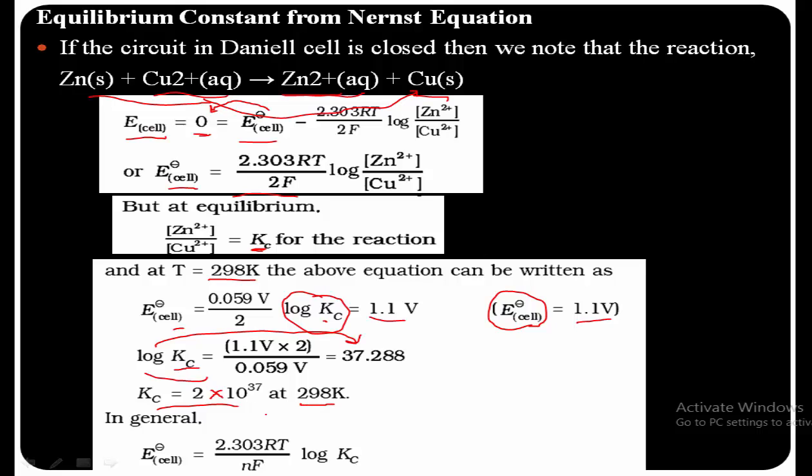In general, if we want to calculate the equilibrium constant from the Nernst equation for any other cell, we will use the equation E0 cell equals 2.303 RT divided by nF log Kc. By using this equation, we can calculate the equilibrium constant for any given cell. So this is about the equilibrium constant from the Nernst equation.